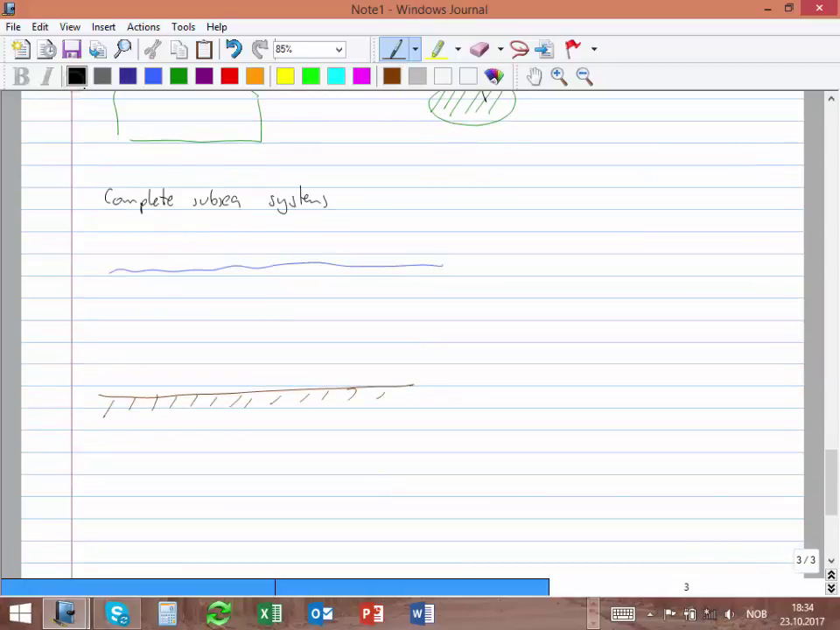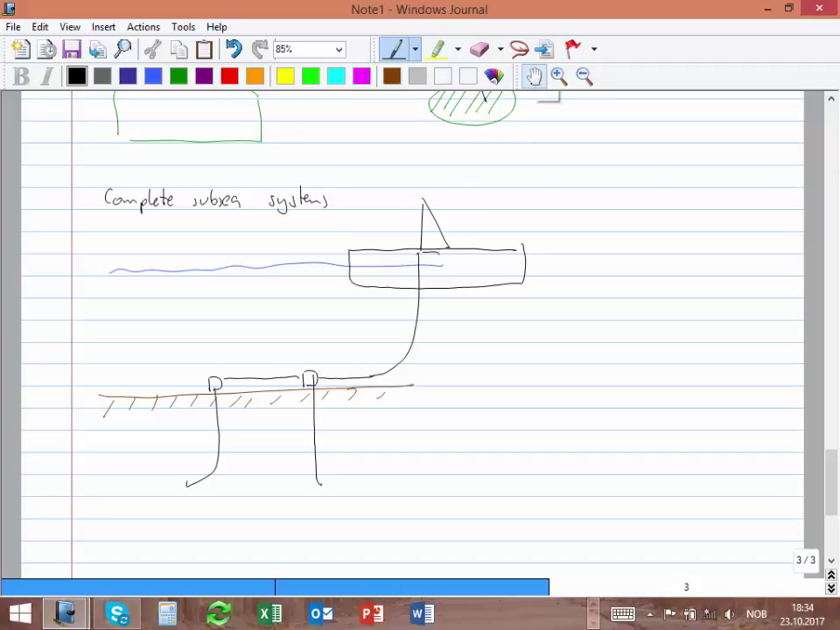what you call an FPSO, a big boat, where I have all my facilities, and then I have my subsea wells. I collect, and then I transport it to the ship. And I have all my processing facilities there on top of this ship.